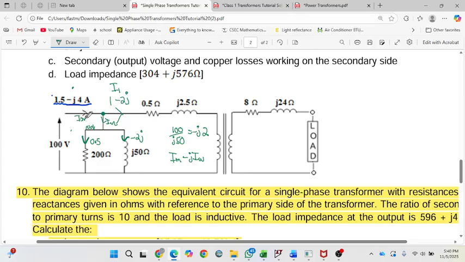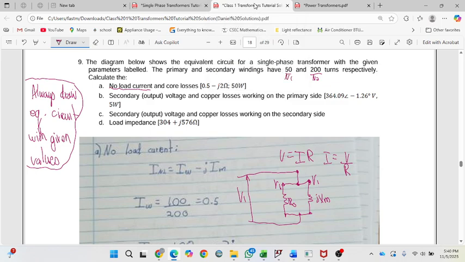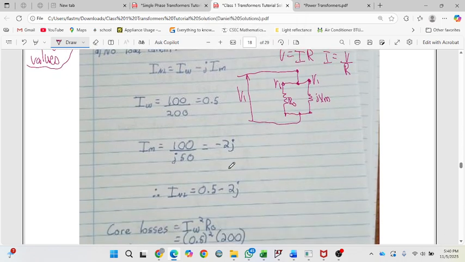Any questions on that? Any questions? I assume not. So there you go. I already went through this. So IW, IM, you calculate your values and you put it back together. That is your no load current.